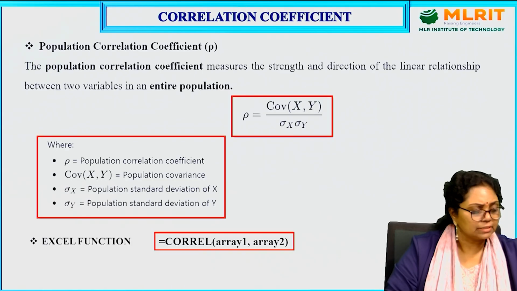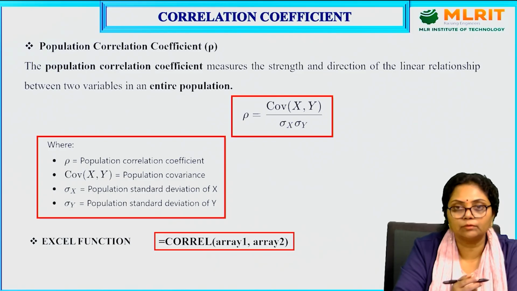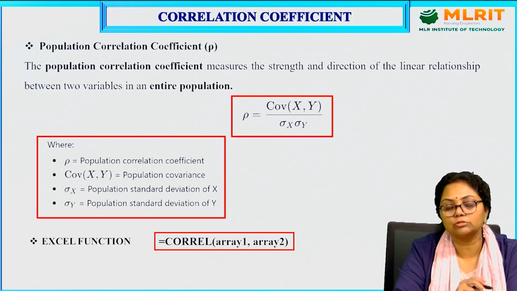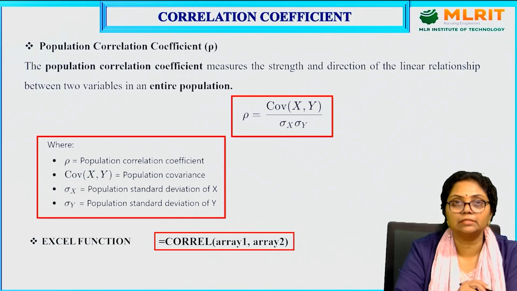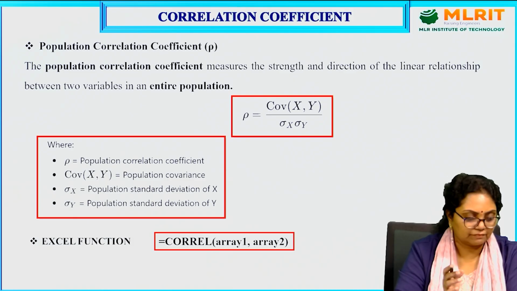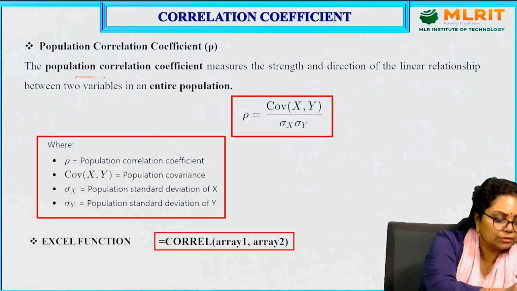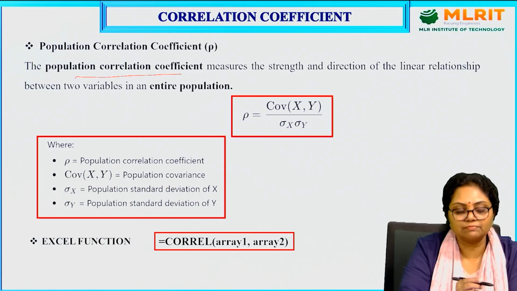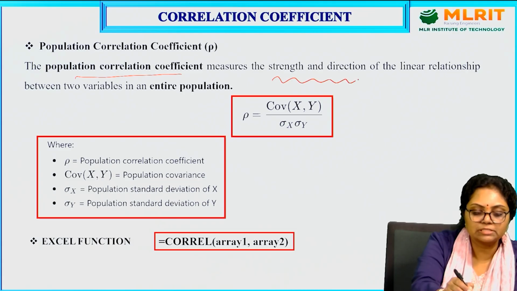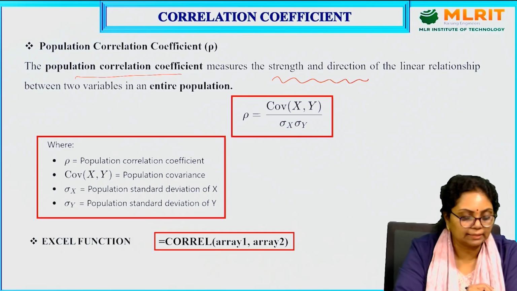Okay. Now let us see the formula associated with this. So the population correlation coefficient. Like covariance, even for this we have population correlation and also sample correlation. But the interesting thing is that for the population as well as the sample, we are going to get only the same answer. We will see how exactly that is going to take place. Now, the population correlation coefficient measures, since we are talking about the correlation, the strength and direction of the linear relationship between two variables in the entire population.